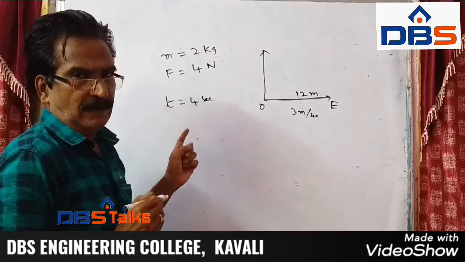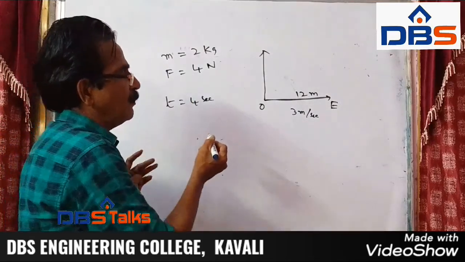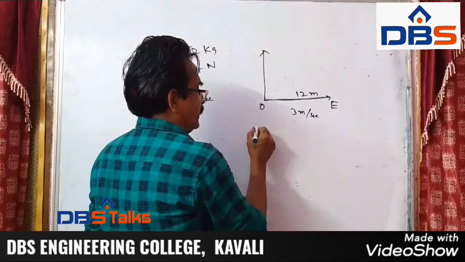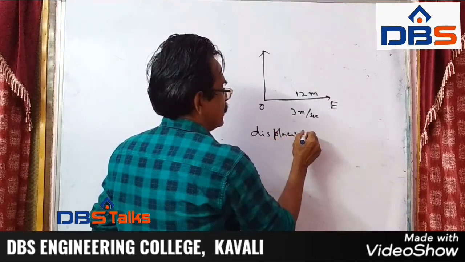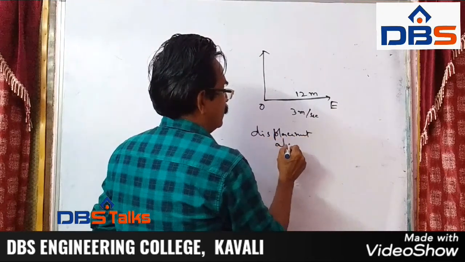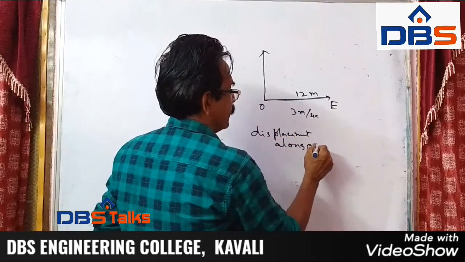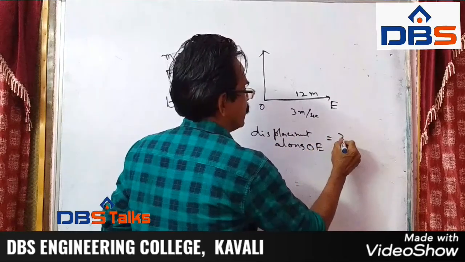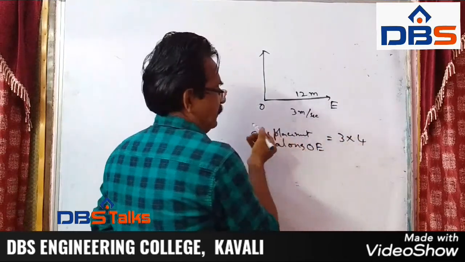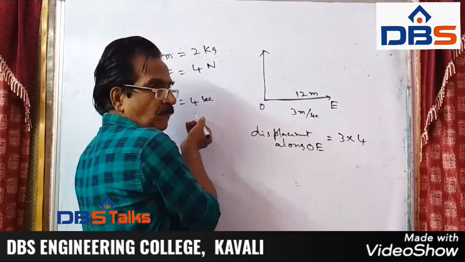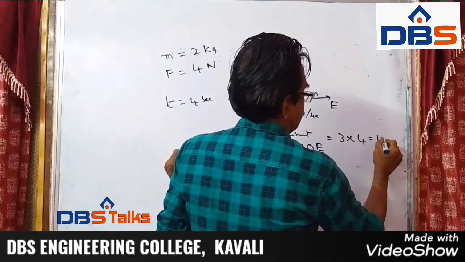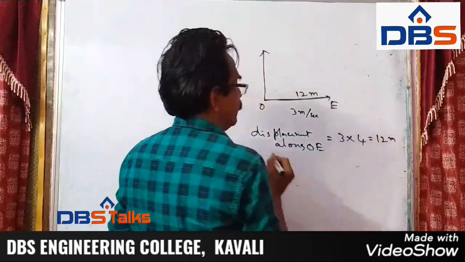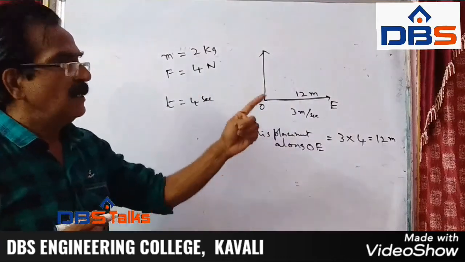3 into 4, that is the displacement along OE. Displacement along OE is equal to 3 meters per second into 4 seconds time. So 3 into 4, 12 meters. Displacement along OE is 12 meters.